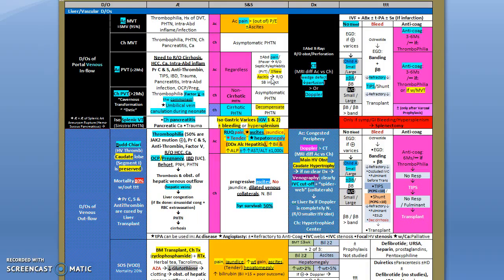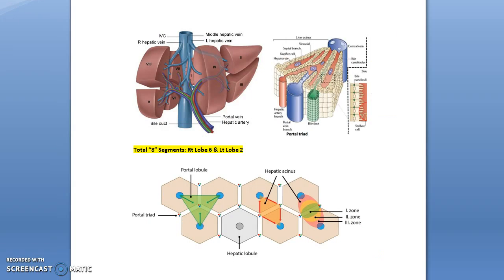Alright, now it's time to discuss the vascular disease of the liver. Before we go through this, let's go back to anatomy again. I want you just basically to remember that the liver has 8 segments.